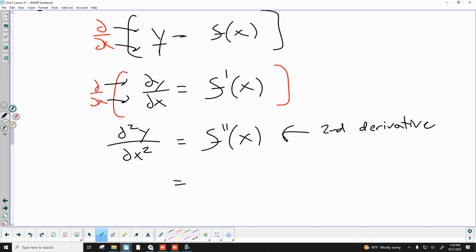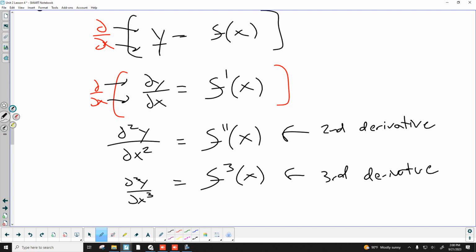Now, we can continue to add tick marks, but usually after 2, we stop using tick marks and we use numbers. So if I put a 3 there, I'm not saying take f to the 3rd power. I'm saying find the 3rd derivative. The slopes of the slopes of the slopes. Why? Because we can. We will. You're about to. Okay, and it keeps going up from there.